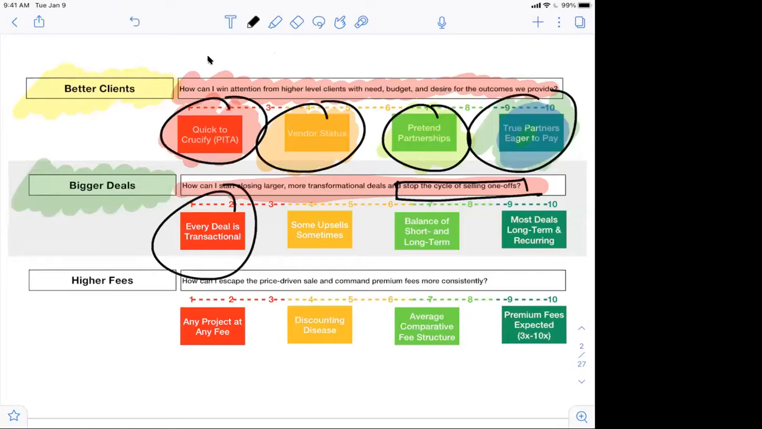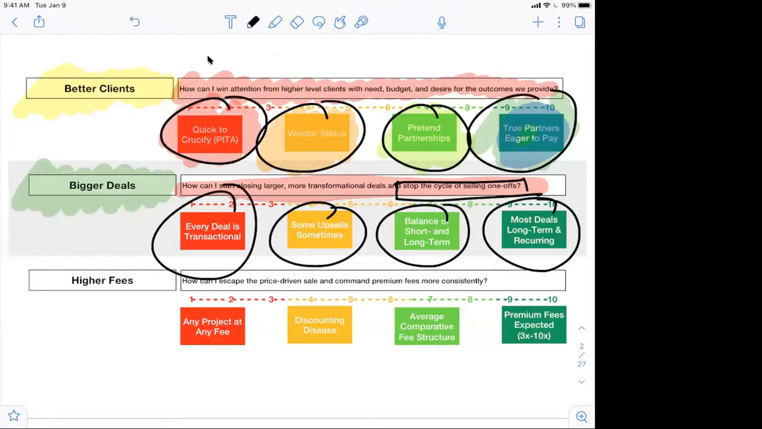4, 5, 6 is some of the time you're successful in upselling, cross-selling. They buy multiple things from you. 7s and 8s are a nice mix of short-term and long-term work. And then the bar for green here is pretty high. If you're a 9 or a 10, most of your deals are long-term and recurring, and you are totally out of the transactional business, the short-term business, and the one-off business.